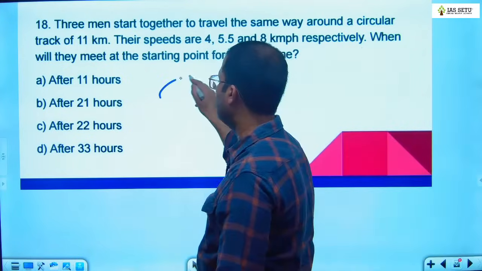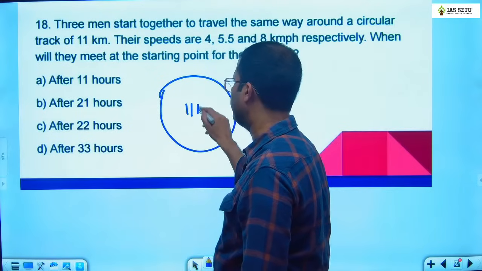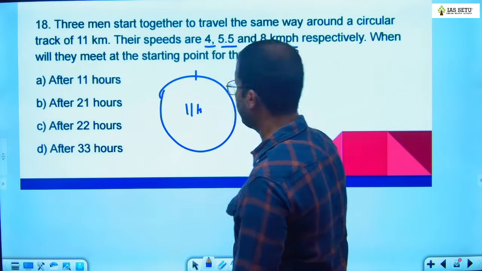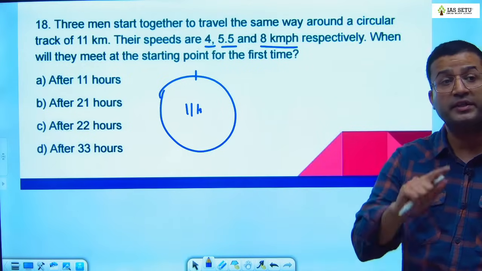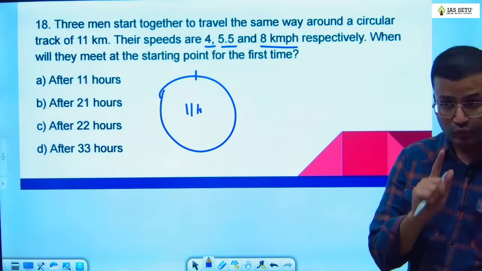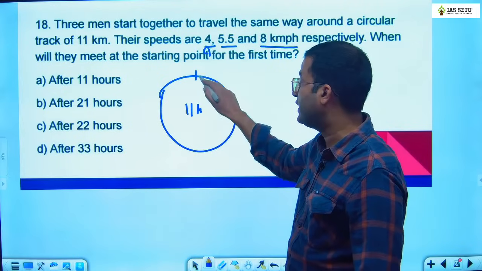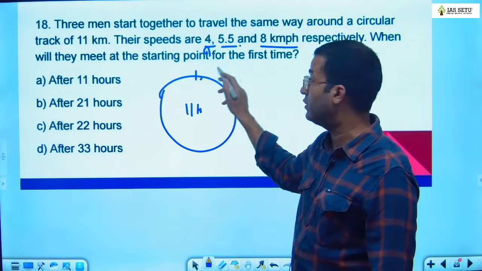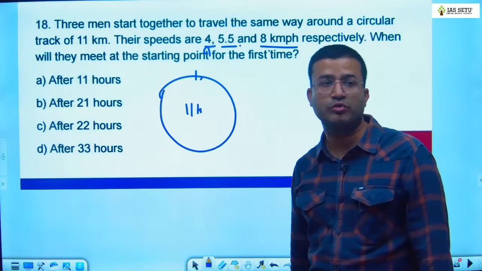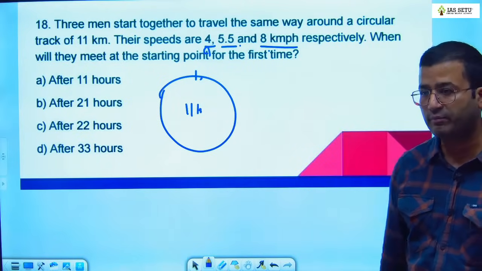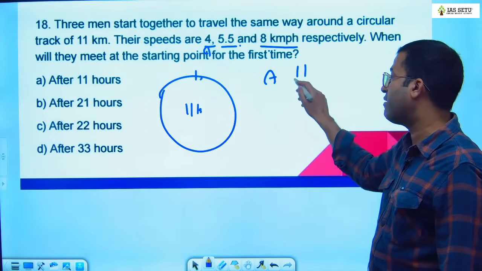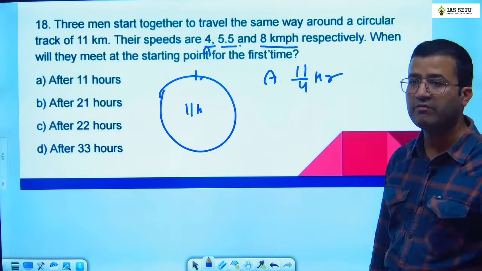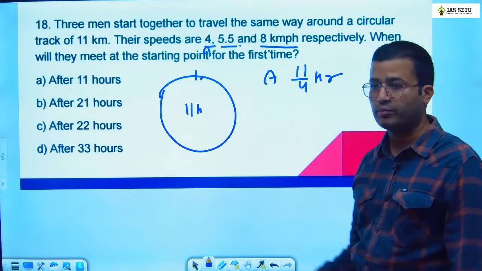So what to do? This is a circular track of 11 km. These are three athletes. Their speeds are 4, 5.5 and 8 km per hour. When will they meet at the starting point again? So you have to find how much time athlete A takes to complete one round, athlete B, and athlete C. Then you have to take LCM of that. A completes 11 km with a speed of 4, so A takes 11 by 4 hour to reach the starting point.